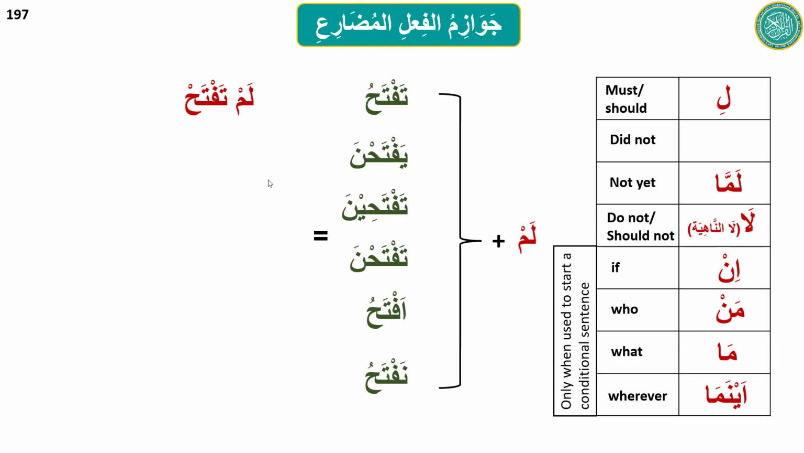What would be the next word? Lam yaftahna. Yeah, we have to drop the noon, right? Yeah, because it makes it jazm. All right. Okay. We have Abu Bakr Muhammad. He raised his hand. Do you agree with what Ayan was saying?